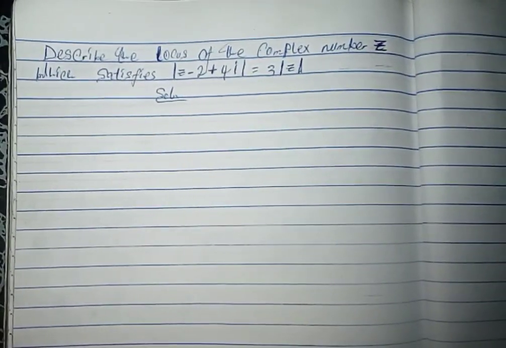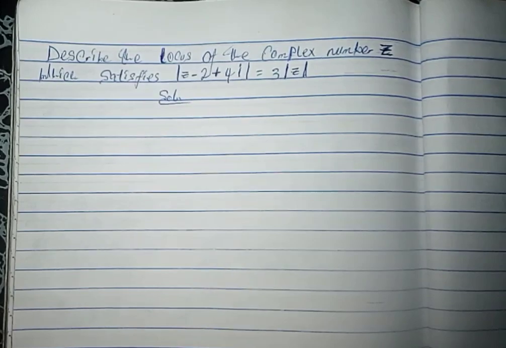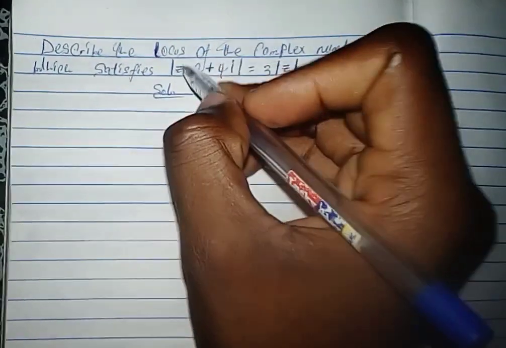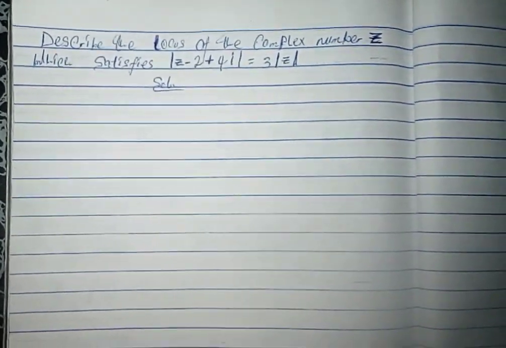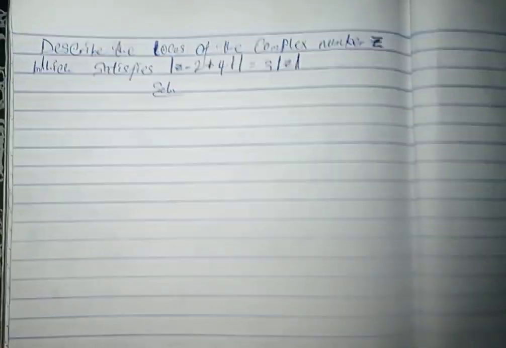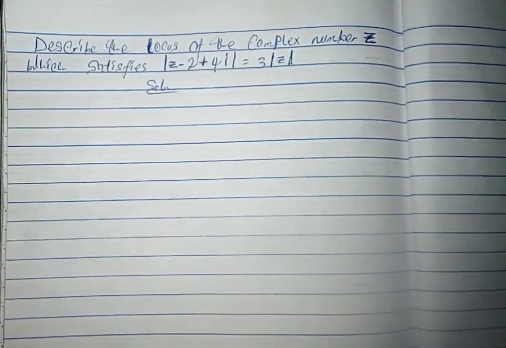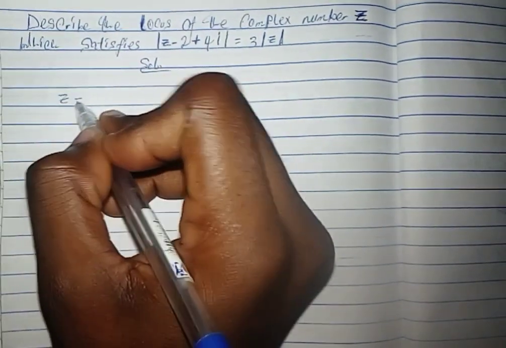Okay, this is under complex numbers. Describe the locus of the complex number z, which satisfies the modulus of z minus 2 plus 4i equals 3 times the modulus of z.